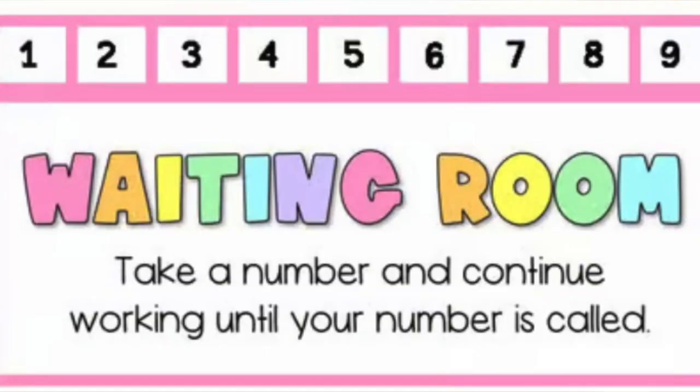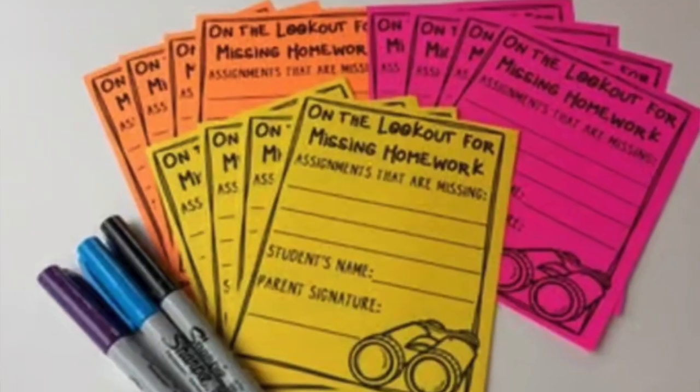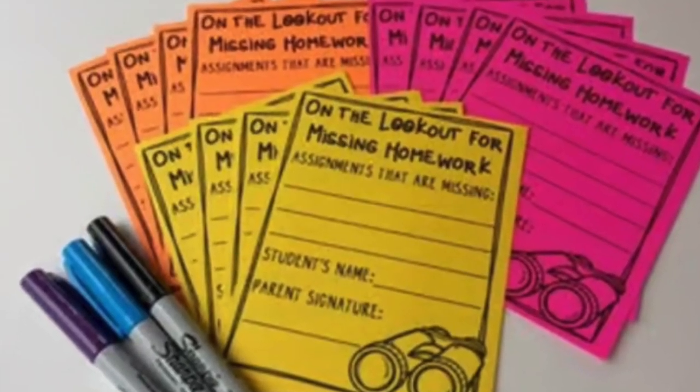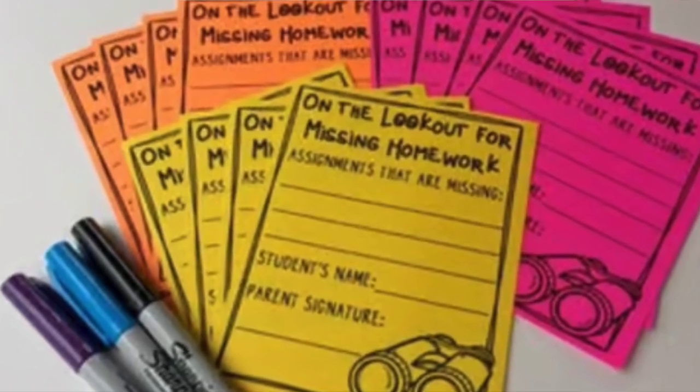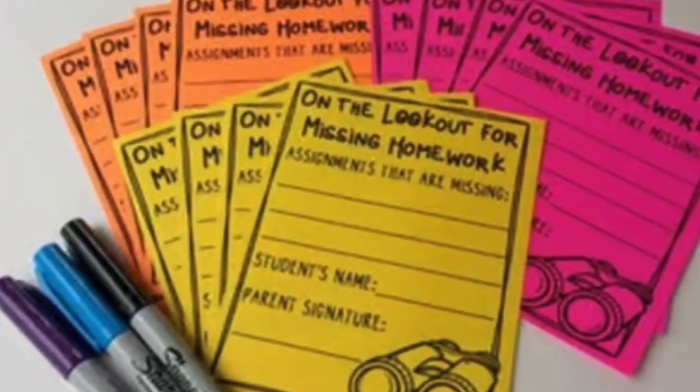The idea behind the waiting room is that when you're doing an activity or maybe student work, instead of having multiple students raise their hands and you trying to figure out which one to go to first, students just take a numbered clip and you will get to them in the order that they selected the clip. I have a missing homework tracking sheet that I think is important for when you're trying to gather information as to who has their homework and who doesn't.